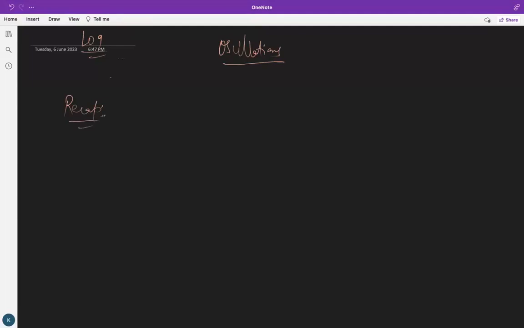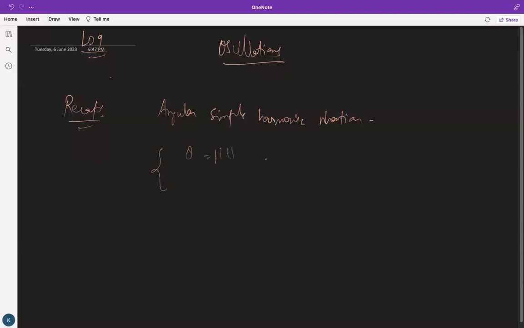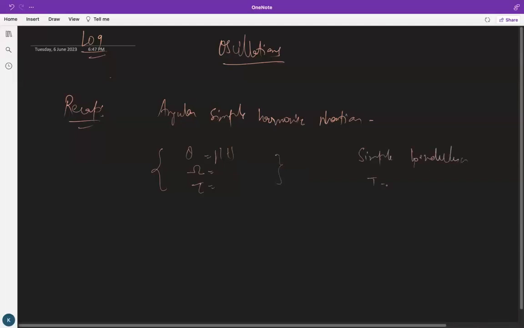Let me quickly recap what we covered in the previous class. In the previous class we dealt with angular simple harmonic motion. We talked about many equations, like angular displacement as a function of time, angular velocity as a function of time, angular acceleration as a function of time, torque as a function of time, and so on. After that, we dealt with the system known as the simple pendulum, whose time period we calculated, which is equal to 2 pi root under L by g.